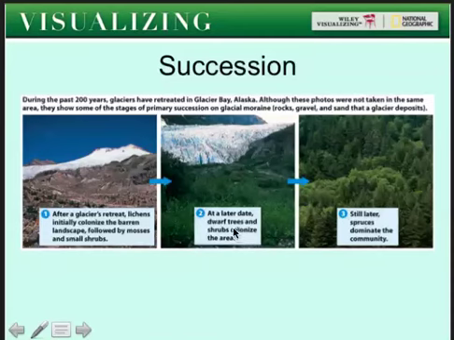Later, dwarf trees and shrubs colonize the area, so you get a little bit of primary productivity here. Well, again, as primary productivity in an ecosystem picks up, what do we see next? We see primary and secondary consumers, and eventually top predators, and we start to see the development of a complex food web. At a later point, spruces dominate the community. Now we see lots of primary productivity and a much more complex ecosystem.